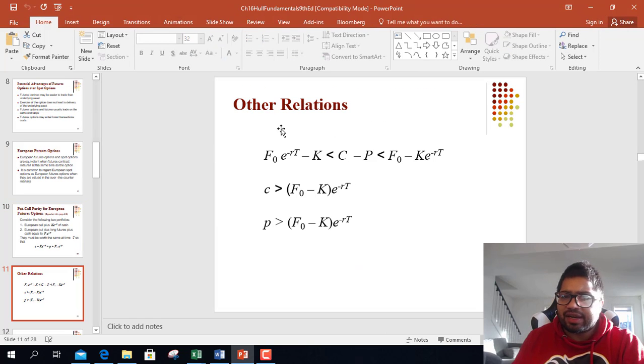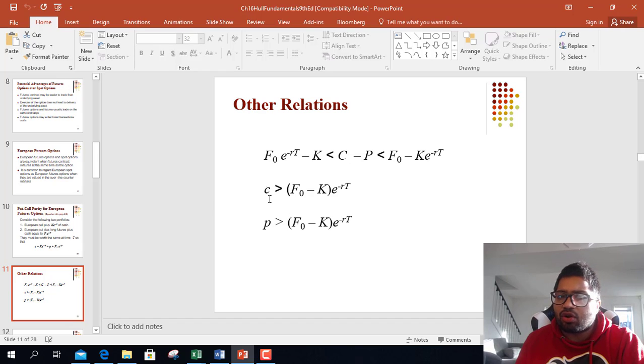Okay. Another relation, if it is an American option: American options don't have a single value, they have a range. So F0 e^(-rT) minus K is less than the difference between call and put, which is greater than the difference between call and put, which is less than F0 minus K e^(-rT). So this is the put-call parity for American options.